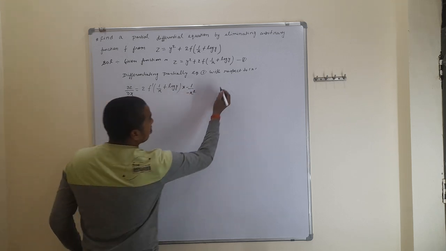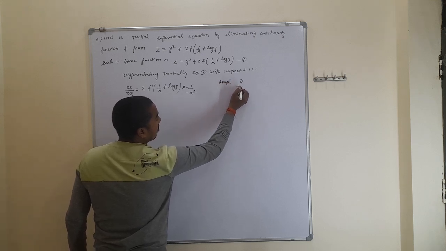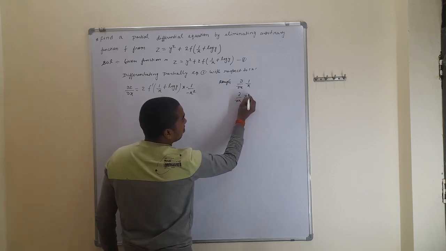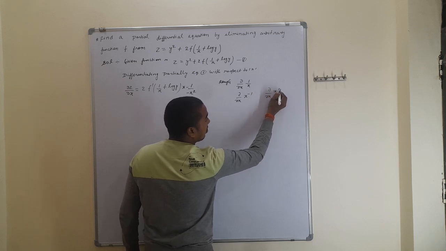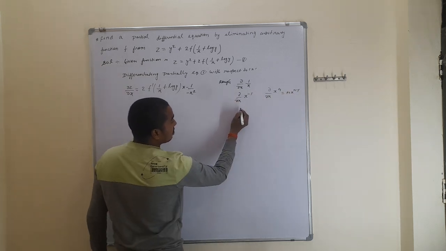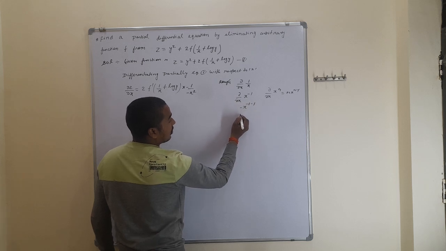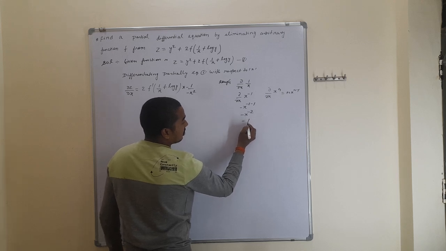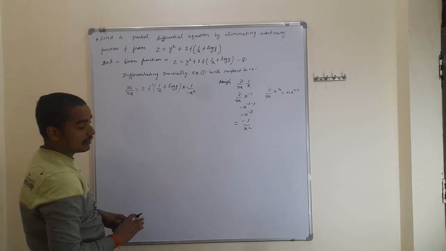When differentiating 1/x with respect to x, we write x to the power minus 1. We know the formula d/dx of xⁿ is n xⁿ⁻¹, so from here it is minus 1 times x to the power minus 2, that is minus 1 upon x², which is the differentiation of 1/x with respect to x.